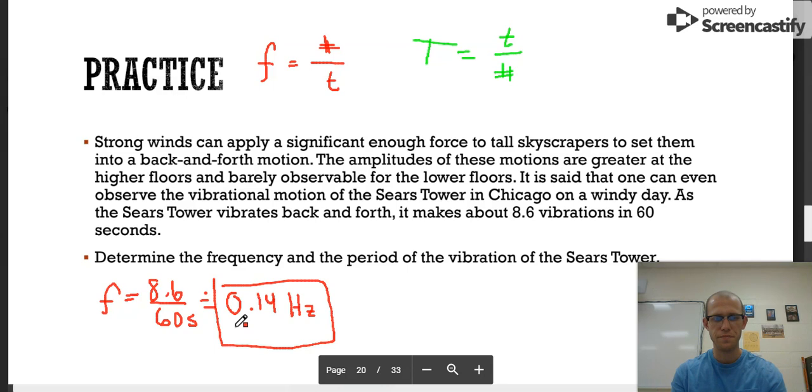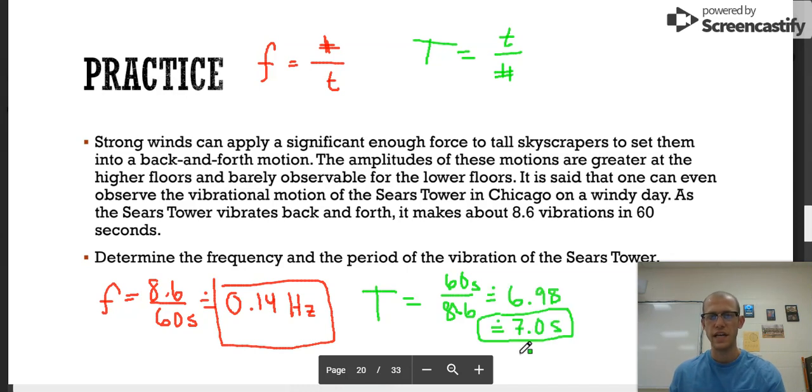Next, we'll do the period. So period, we're going to take our time divided by how many vibrations. So one vibration takes how long? So 60 seconds divided by 8.6. When we calculate that out, it'll be 6.98 approximately, which with significant figures leaves us at 7.